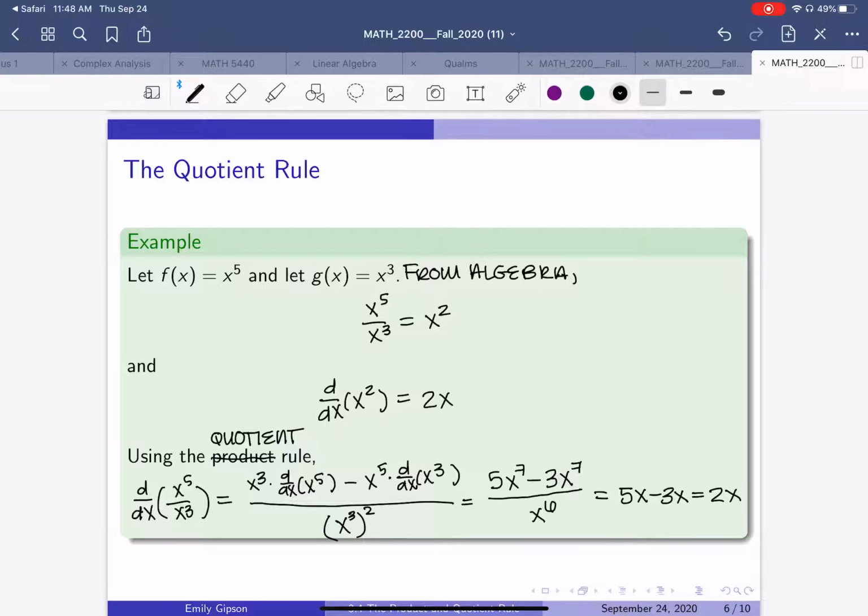So we get the exact same answer whether or not we use the product or the quotient rule, or whether or not we use algebra to deduce something. So hopefully this proves to you that the quotient rule works just as intended.